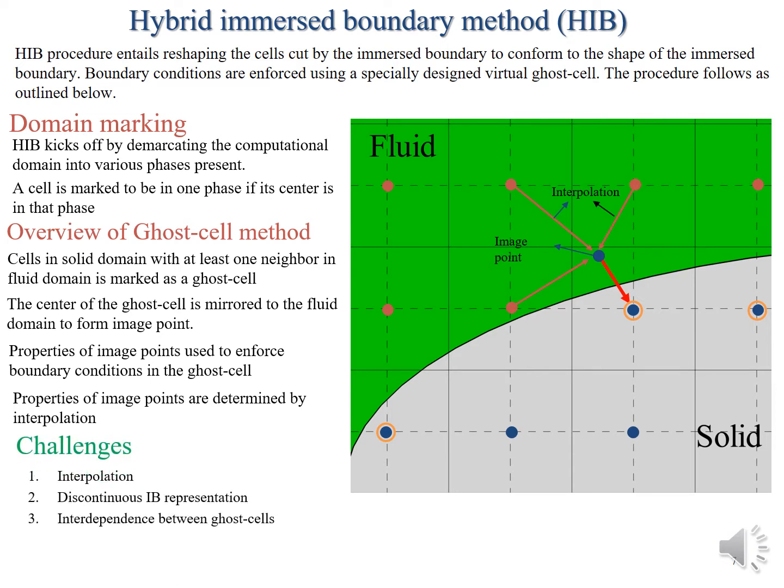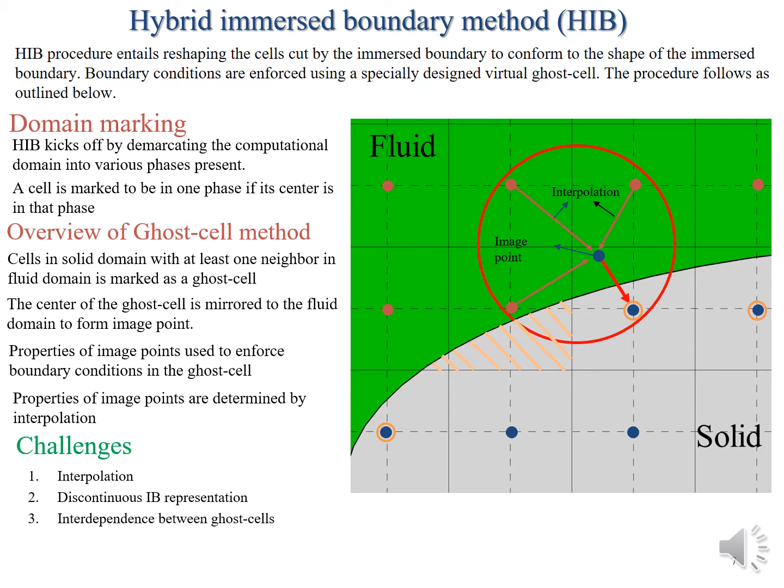But now the challenge is that this method relies on interpolation. So the accuracy of the interpolation at the image point determines the overall accuracy of the method, and that is not so good, especially when it comes to cells with higher aspect ratio. The other thing is that the method can be discontinuous from one immersed boundary cell to another.